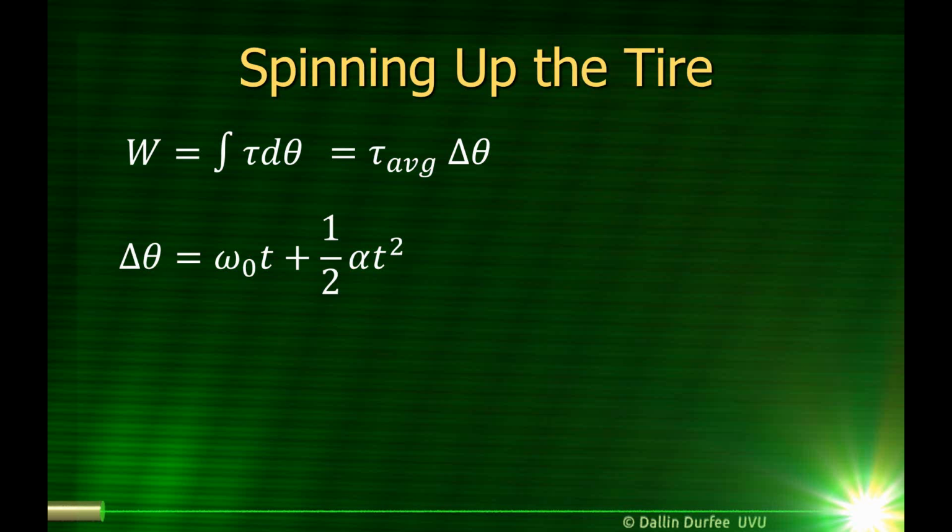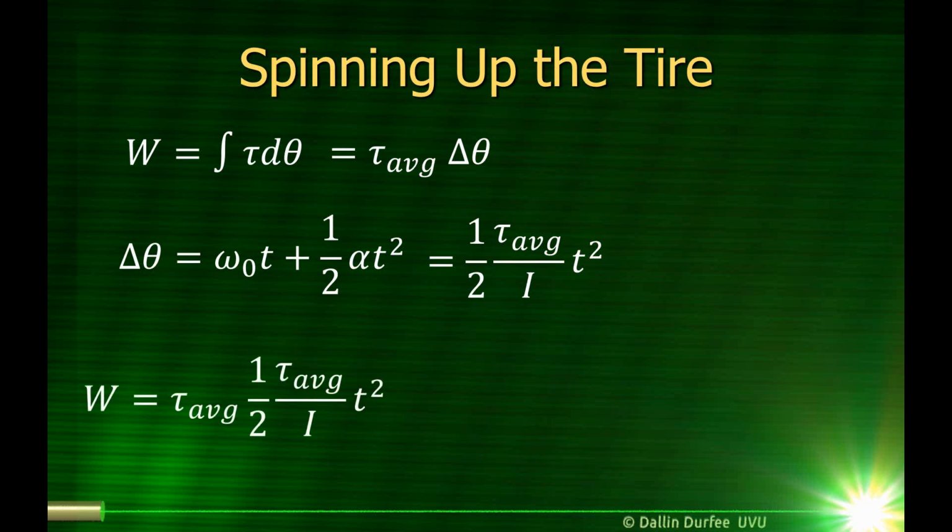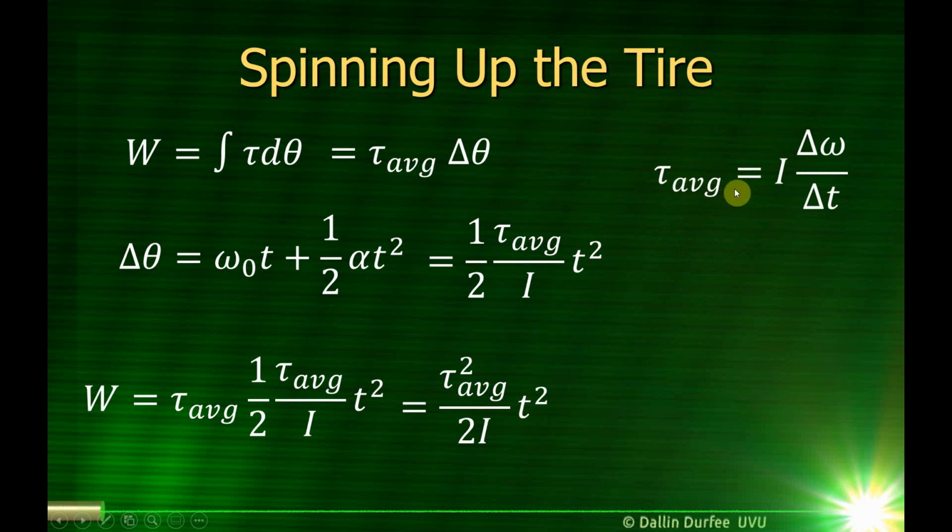The initial angular velocity is 0, so this is just 1/2 alpha t squared, but angular acceleration is just torque divided by moment of inertia. And so the work then is just this right here. We just take this d theta, plug it into here, and we get this. And then recall that the average torque that we found earlier is I delta omega over delta t, and we plug those all in, and it turns out we get exactly the same equation. The work done is 1/2 I delta omega squared. All right, so it all works out.